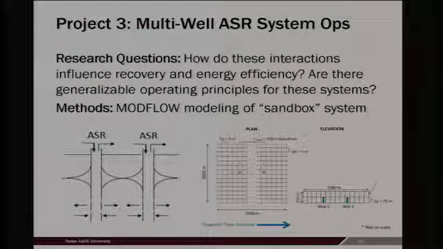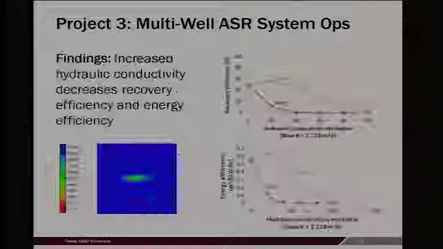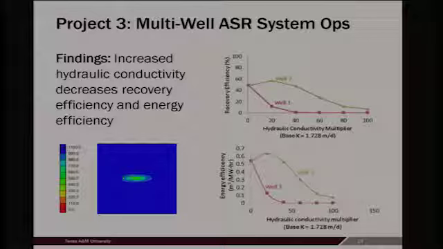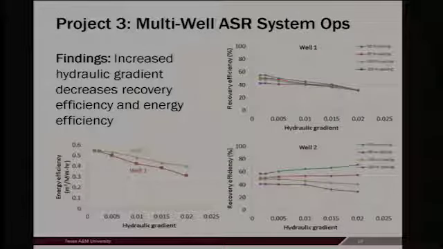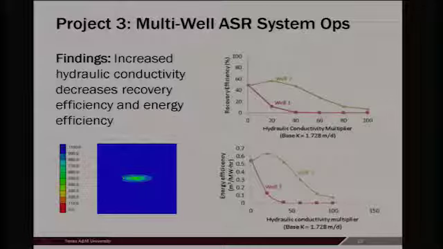Going through some of the other projects, we're looking at multiwell ASR system operations, using what we call a Sandbox Model to tell us how we make decisions about where we pump and when. We show that the way we make decisions is really affected by our aquifer parameters, for instance, hydraulic conductivity and hydraulic gradient. Both of these, the higher they are, they decrease recovery efficiency and energy efficiency past a certain point. Like I said, with transmissivity, there was a sweet spot for that.